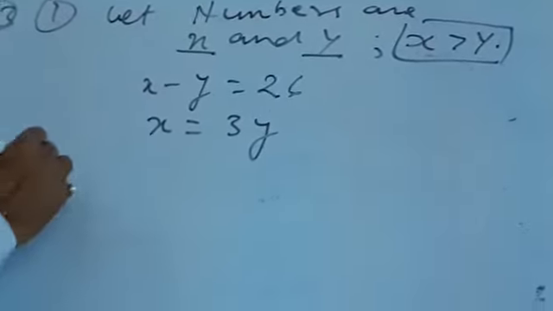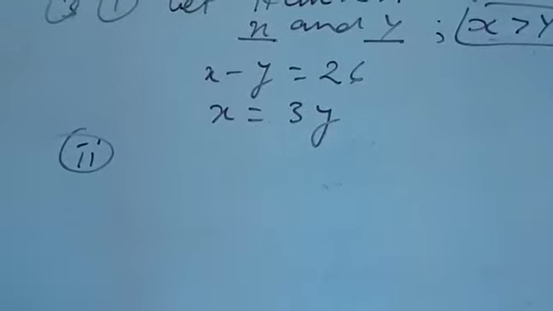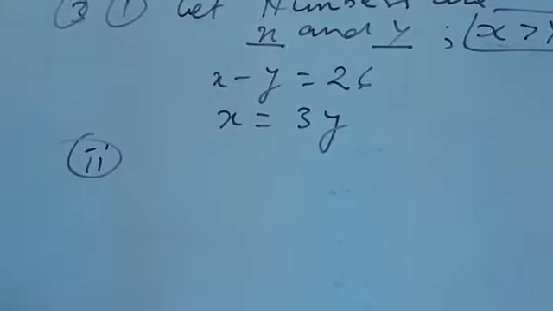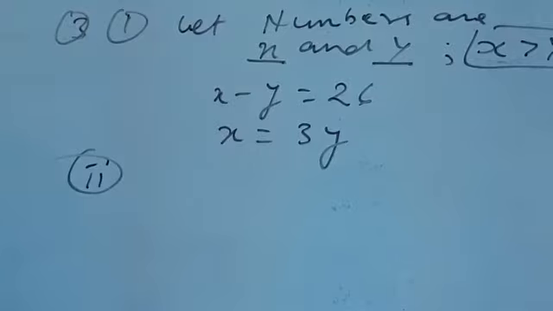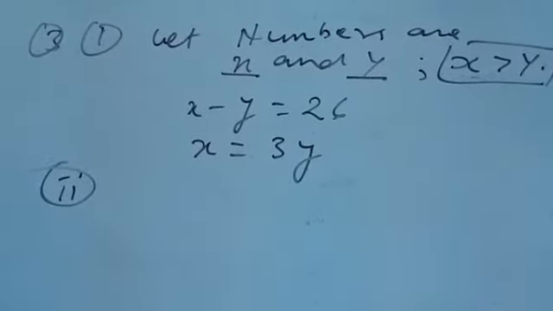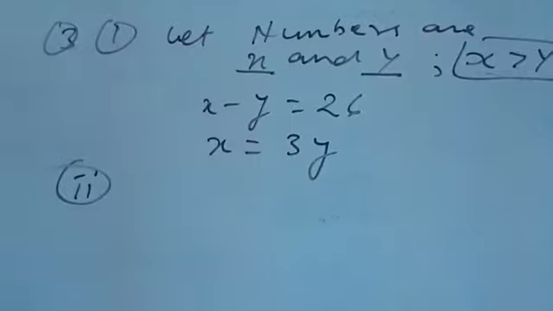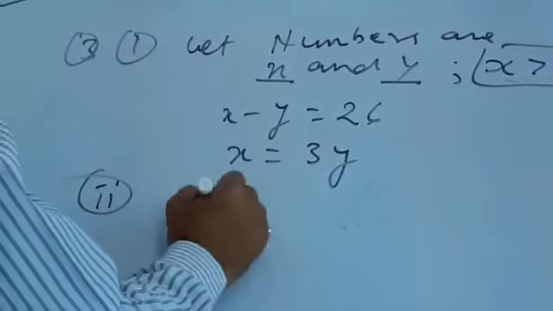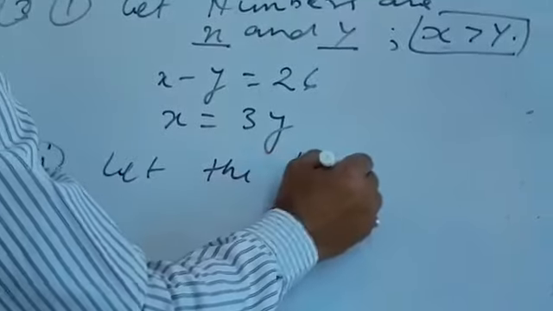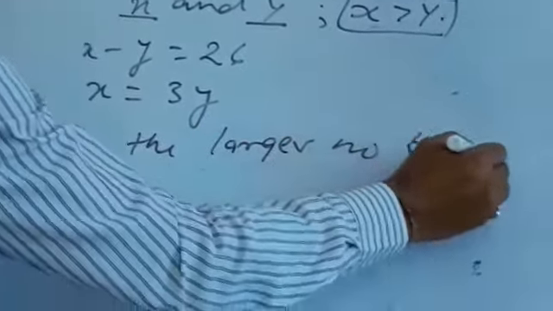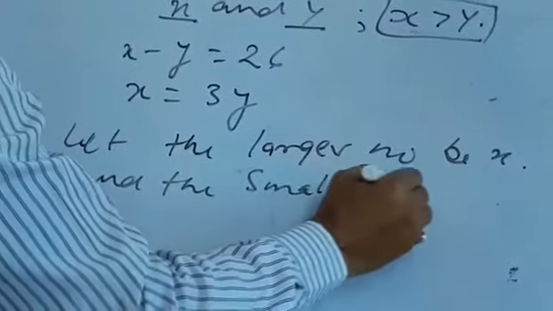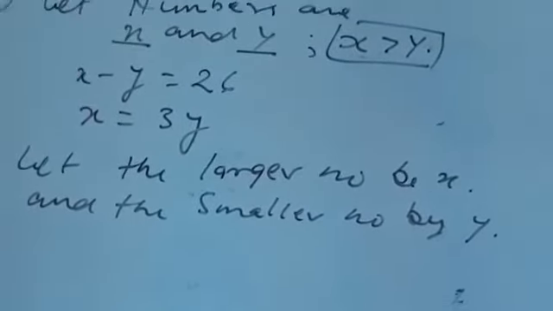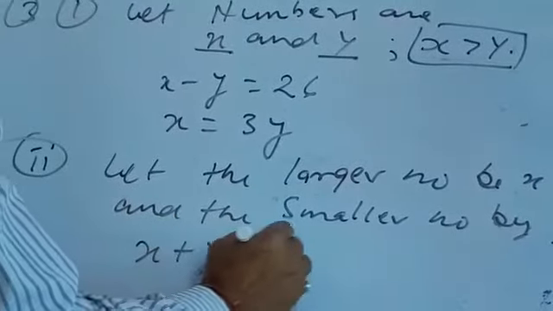Now the second part. What's the deal? To form the algebraic situation, then you can find the value. Larger of two supplementary angles exceeds the smaller by 18 degrees. Here it is talking about supplementary angles. So let the larger number be x and the smaller number be y. What would be the very first condition? The very first condition would be x plus y is equal to 180 degrees.